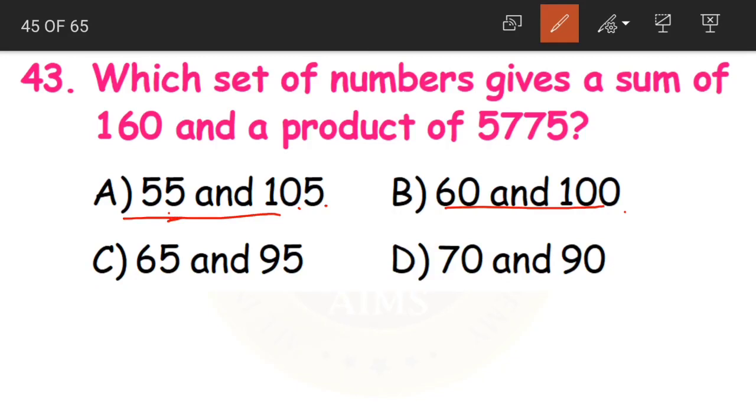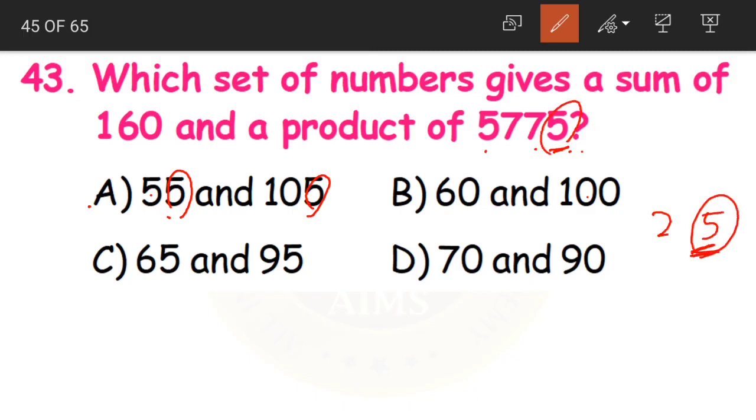We need to take each option and add to see whether the answer is 160, and then multiply to see whether the product is 5,775. It will be quite difficult to solve all four options. So what can we do here? The product should be 5,775. If you look at option A, if we take the unit places, 5 fives are 25. So 5 will come in the units place. Even in the question we have 5 as our units place. So option A can be the answer.